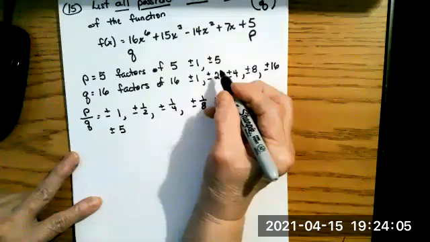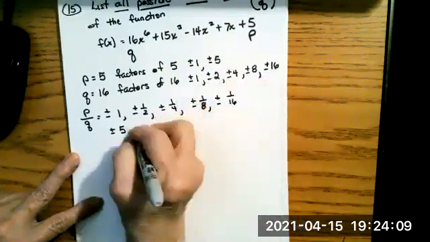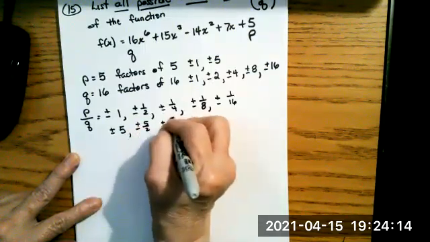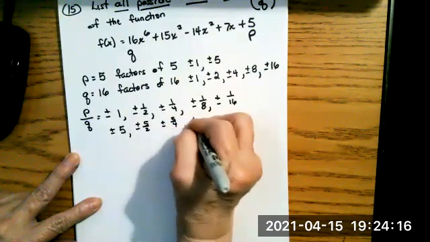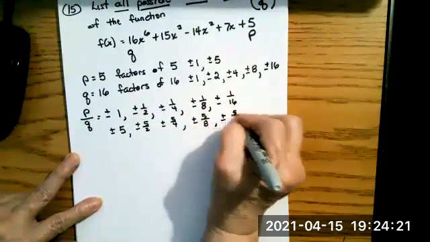Plus or minus 5 over 1, plus or minus 5 over 2, plus or minus 5 over 4, plus or minus 5 over 8, plus or minus 5 over 16.